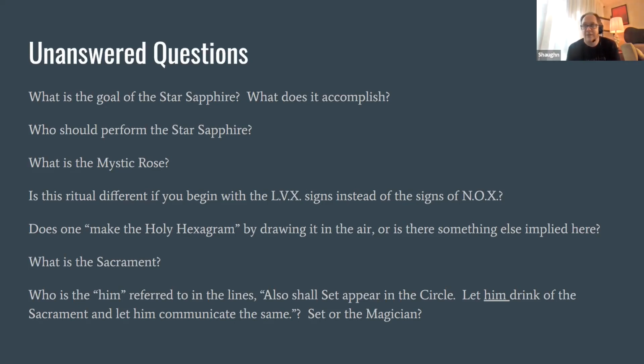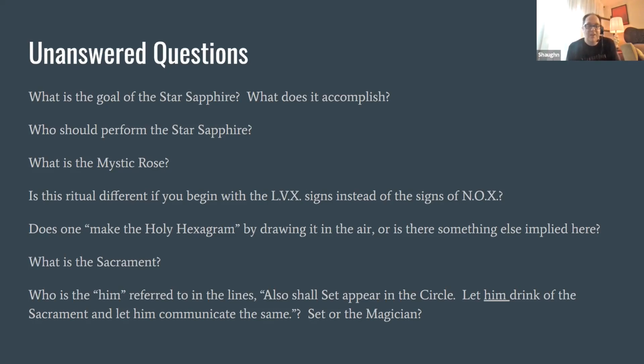Who should perform the Star Sapphire? So, I think that goes back to the wording of let the adept be, at the very beginning of the text. That is, like I mentioned, a very particular attainment in the AA system. What is the Mystic Rose? I have no idea there. Is this ritual different if you begin with the LVX signs instead of the NOX signs? I don't know. Does one make the holy hexagram by drawing it in the air, or is there something else implied here?